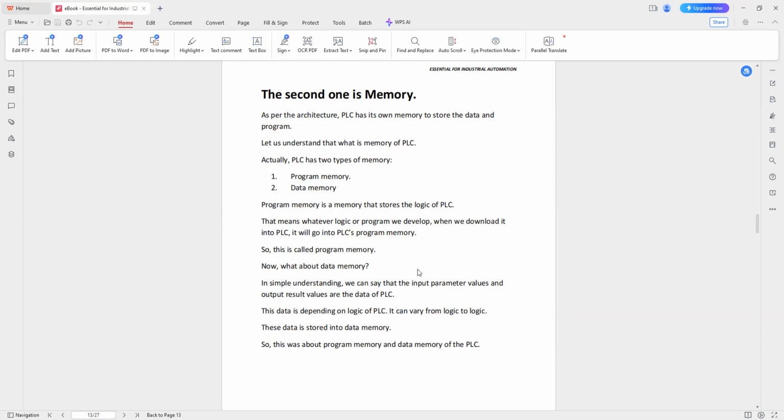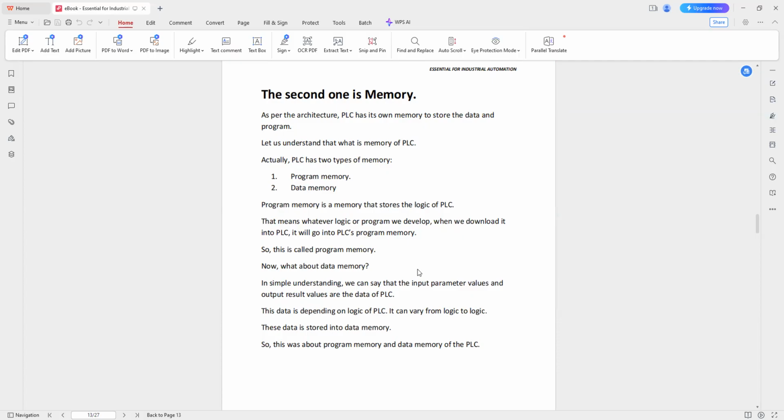So that's why I told you there are two types of memory. First is the program memory. It is sometimes called work memory, and sometimes called code memory. Whenever someone talks about program memory, it is nothing but work memory, or code memory. Program memory, work memory, code memory, all are the same. Whatever program you have written is downloaded into program memory.